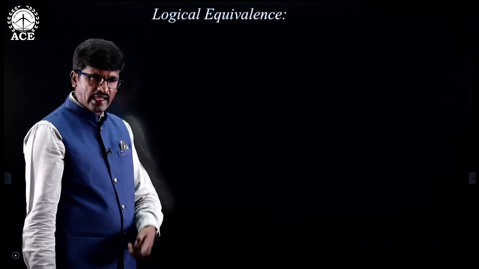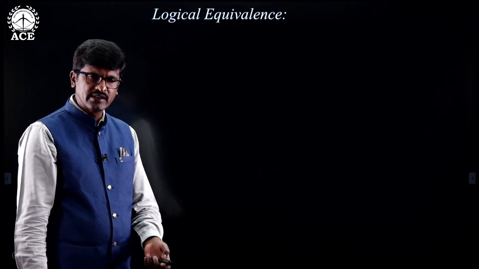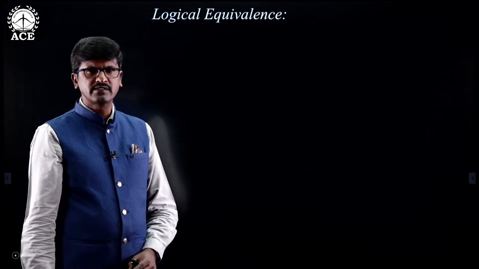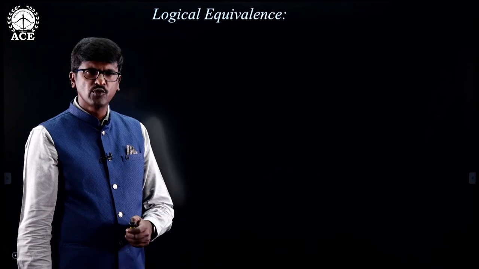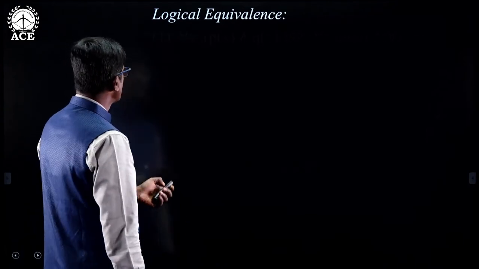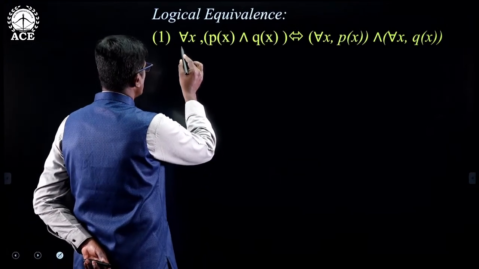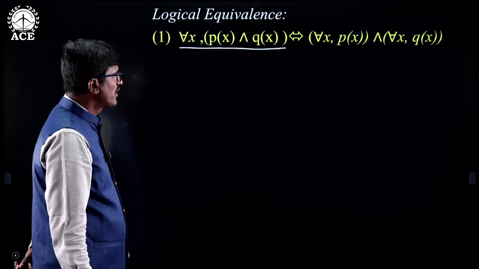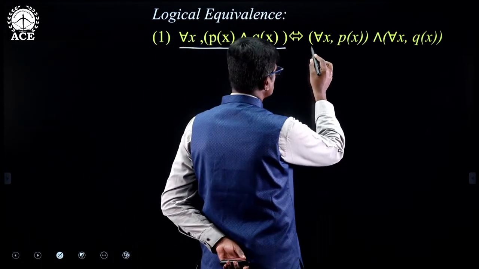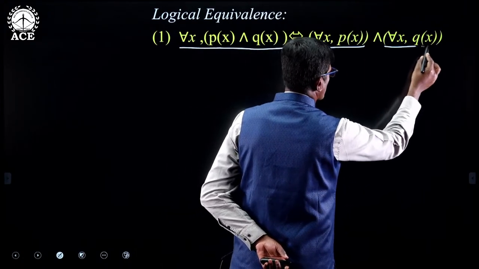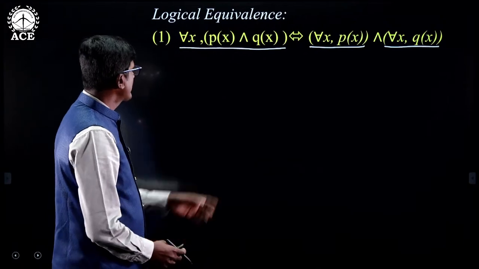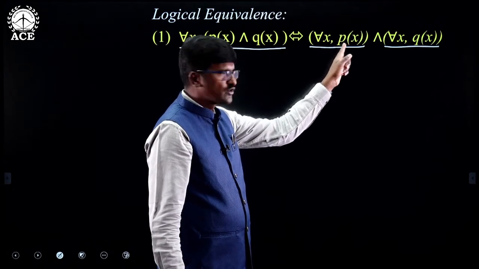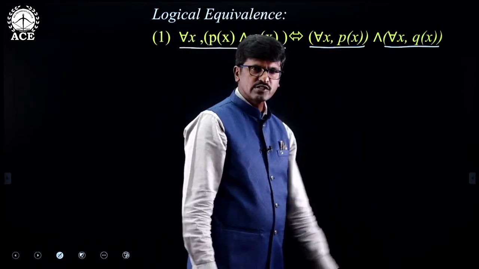Now let's see logical equivalences. Like the logical equivalence for statements, we have logical equivalence for quantified statements also. If two quantified statements have the same truth value, then we say that both of them are logically equivalent to each other. So now this is one quantified statement: for all x, P of x and Q of x. This is logically equivalent to for all x, P of x and for all x, Q of x. If P of x and Q of x is true for all values of x, then P of x must be true for all values of x and Q of x must be true for all values of x.